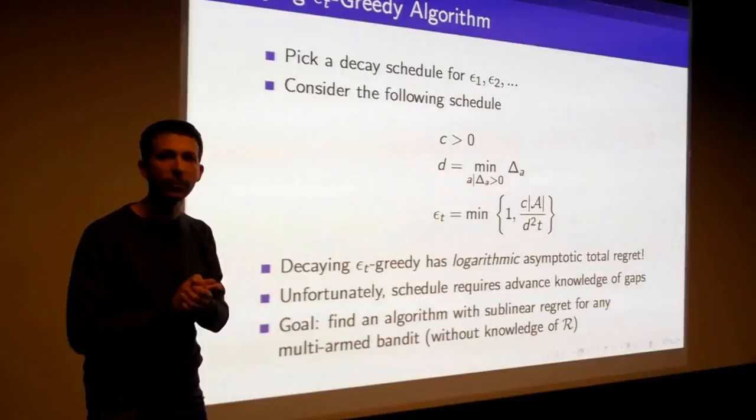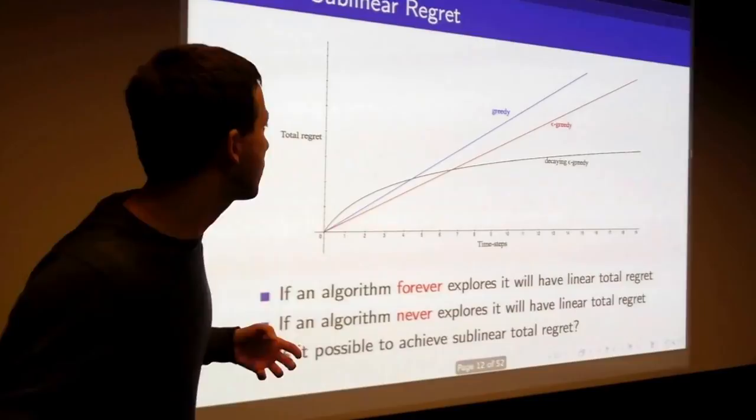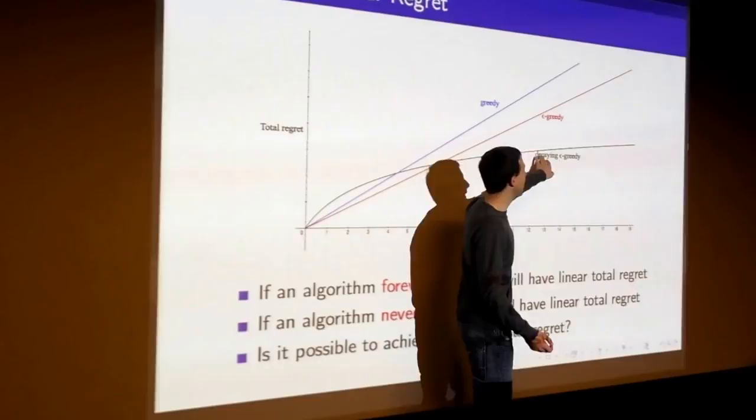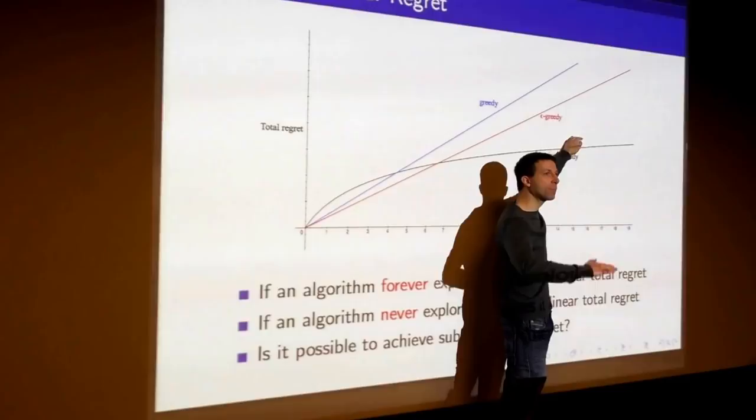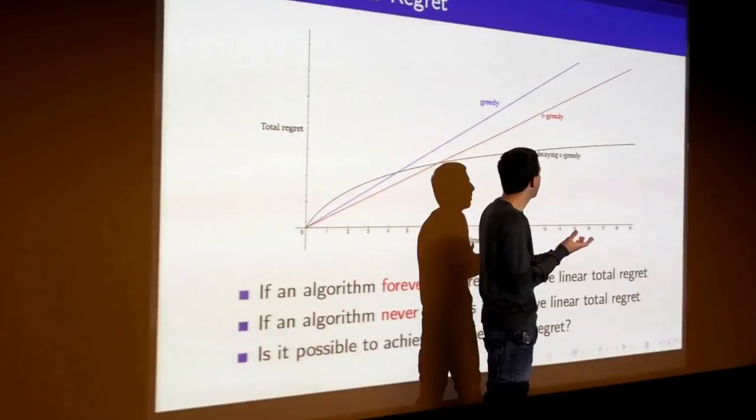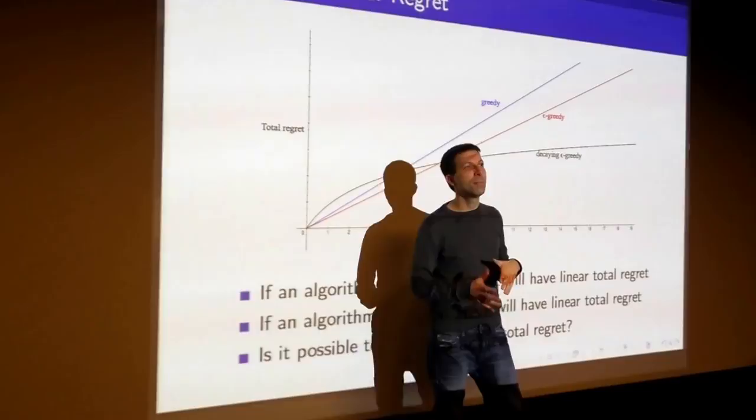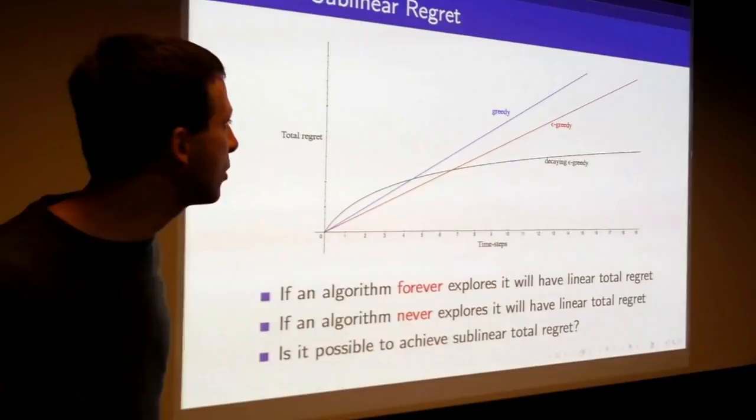So that's one way to understand these approaches. If we just back up to the picture, we're really just after algorithms that have this kind of shape, and we've seen that decaying epsilon greedy has this shape. We make fewer and fewer mistakes over time as you decay your epsilon, but you need to know some special knowledge about the problem to get the right schedule, otherwise it ends up looking like this again. So how do we make sure we can achieve that without telling our agent things that it can't possibly know about the problem in advance?